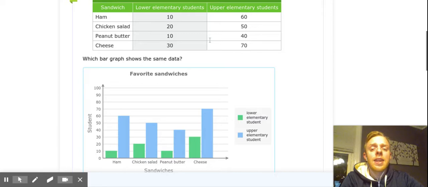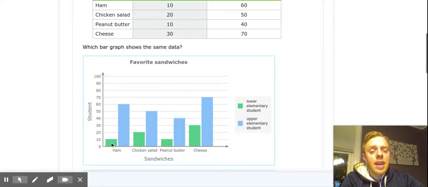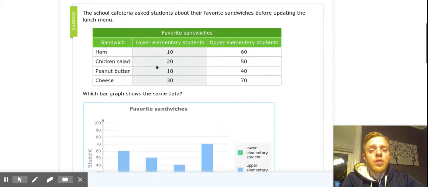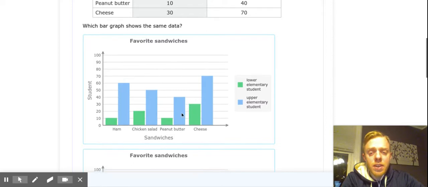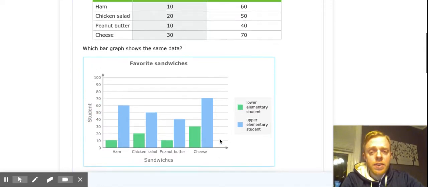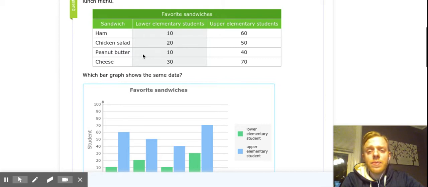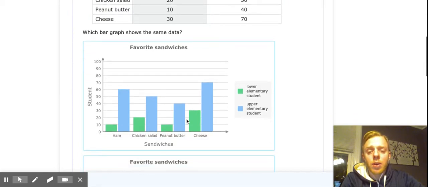Ham is 10 and 60. So I'm looking for something that matches. Ham goes to 10. Ham goes to 60. That's good. Chicken salad is 20 and 50. I'm going to look up to 20, and I can see over on my y-axis that that goes up to the right amount. And the upper elementary goes up to 50. So far, so good. Peanut butter is 10 and 40. I get to 10 and I get to 40. Three for three so far.